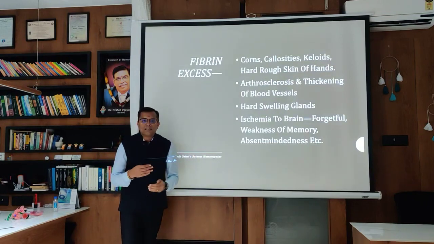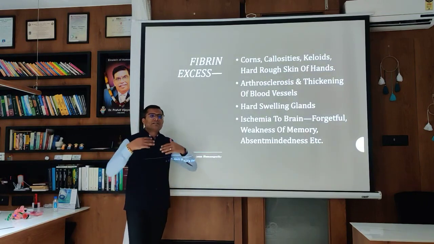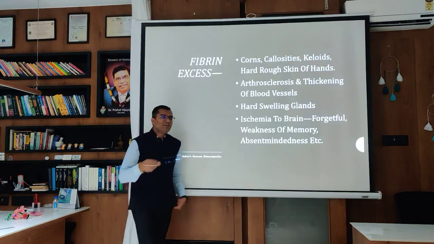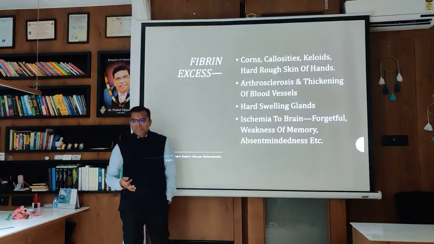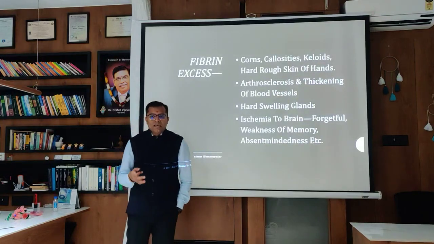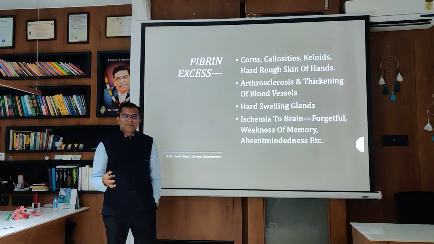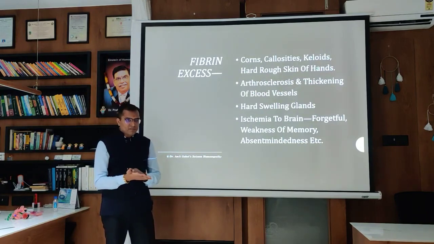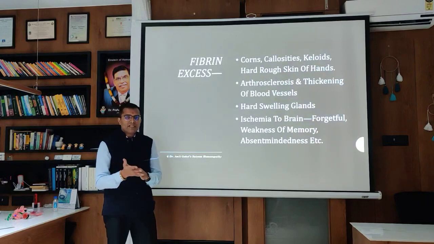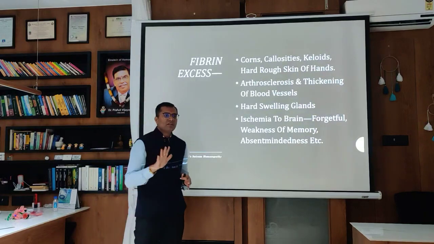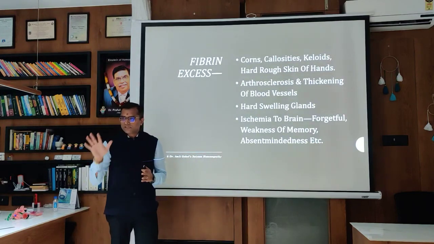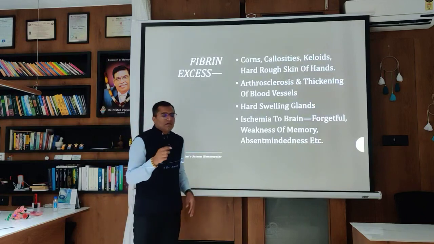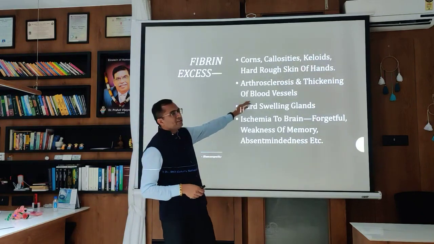So it produces hardness. So what happens? It covers the surface. So mostly it covers the skin. So in the skin it produces corns, callosity, keloids, and hardness of the skin. So most of the time, why? Because they need safety, and for that safety, cells get affected. So they produce it as safety is not there. So I need to make it hard. So there is a hardness at the surface. Okay. Again, that happens in the blood vessels also.